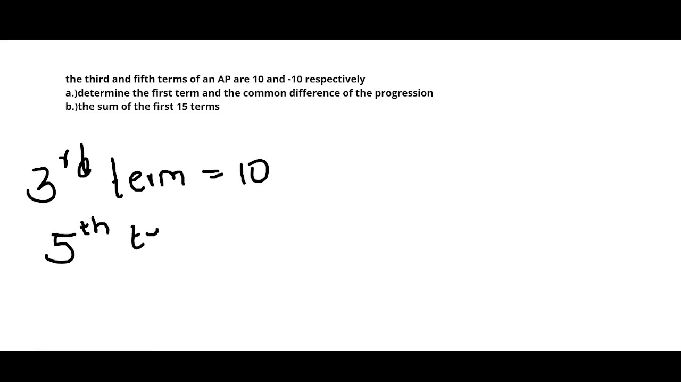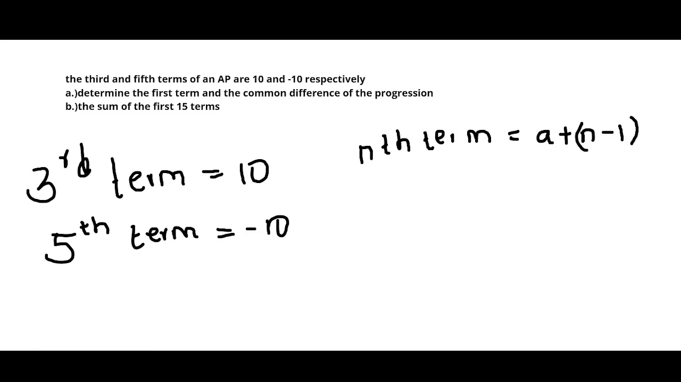Here, the third and fifth terms of an AP are 10 and negative 10 respectively. So the third term equals 10, and the fifth term will equal negative 10. Determine the first term and the common difference of the progression. As we all know, the nth term equals a plus n minus 1 d.